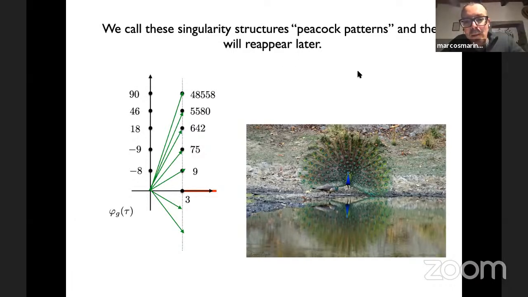We call them peacock patterns because, when you look at these things, the Stokes rays look like the feathers of a peacock. And of course, what Tom was showing us yesterday for the resolved conifold is also a peacock pattern according to our nomenclature. And as you will see, they will reappear later in another example. So they are not really confined to Chern-Simons theory. They seem to appear often in the Borel plane of many different theories.